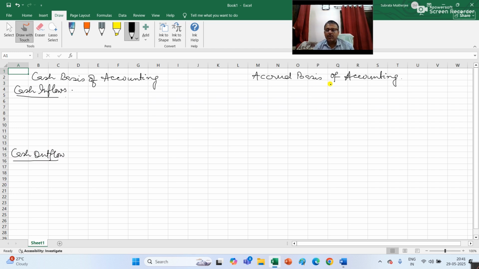But on accrual basis of accounting, here we write the income. Income means the income relating to current year. So I am writing income for current year. It does not consider only the cash transaction. Rather, it focuses on the income for the current year. So I am writing here for your understanding income for current year, and just below it I am writing expense for current year.